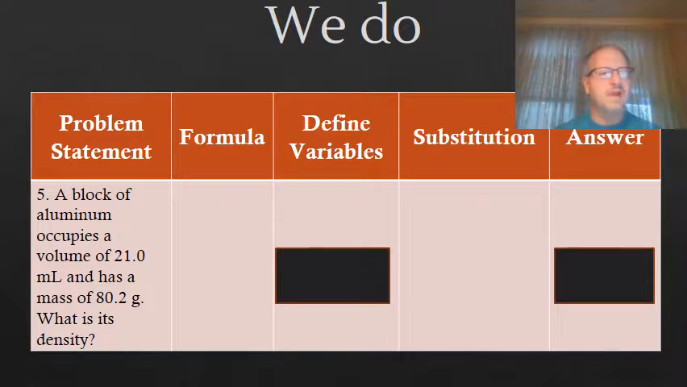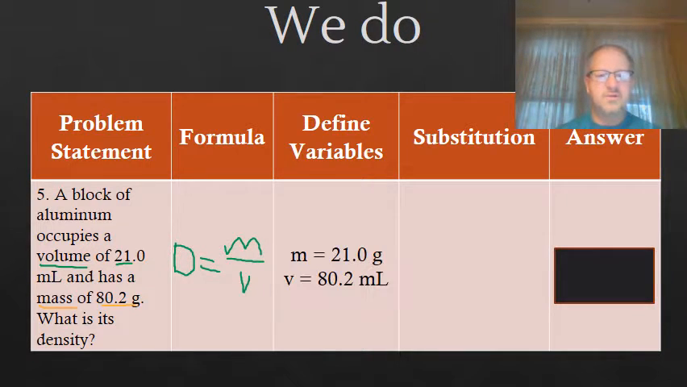So number 5 says a block of aluminum occupies a volume of 21.0 milliliters and has a mass of 80.2 grams. What is its density? So what's the problem asking us to solve for? It's asking us to solve again for density. So density equals mass over volume, which you should practically have memorized by now. Now we have to define our variables. We've got a volume of 21.0 and we have a mass of 80.2, so that brings us to our mass and our volume.